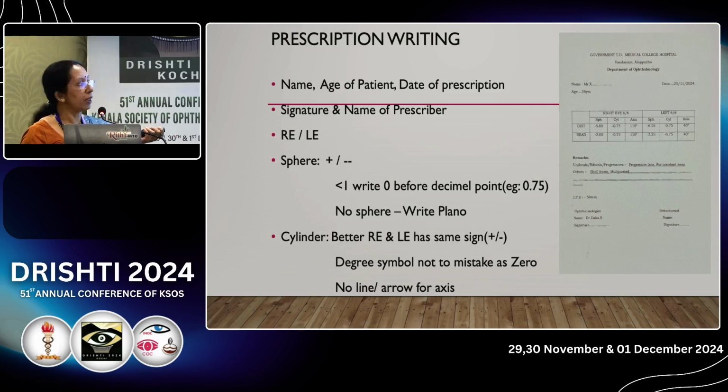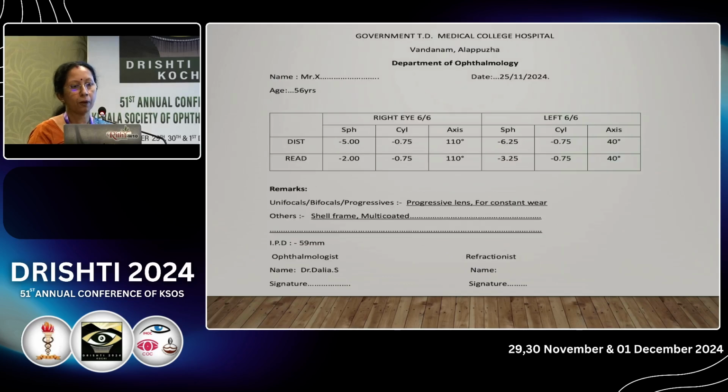For the cylinder, when you are writing the axis, rather than using signs and arrows, write the number and properly superscript the degree symbol, because otherwise it might be mistaken for 0. Then the type, progressive, constant wear, all have to be written. Shell frames or multi-coated, whatever additions you can have, you have to write.